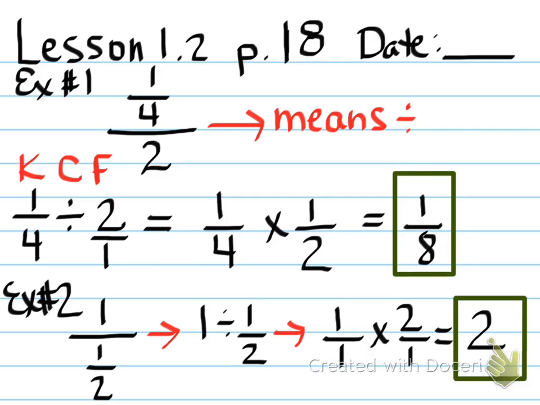So in example number 1, the problem becomes 1/4 times 1/2, which the answer is 1/8. Example number 2, now the fraction's on the bottom, but it is 1/2 divided by 1/2. That ends up becoming 1/1 times 2/1 because you've done the reciprocal, and you end up just with the whole number 2.